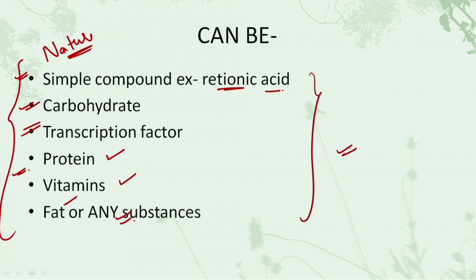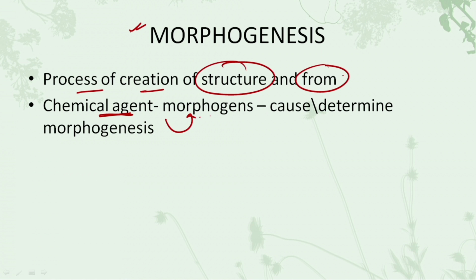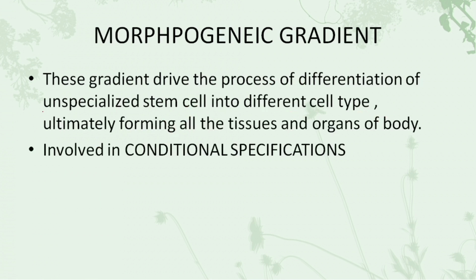Now in a previous year a question was asked about the nature itself, so that's the reason why I have uploaded this particular slide. So do not forget to clear off the topics and then solve the previous year questions. Now what is morphogenesis? We have just discussed. It is the process of creation of a structure or a form. Now the chemical agent, that is the morphogen, could cause or determine the morphogenesis. We have just discussed this.